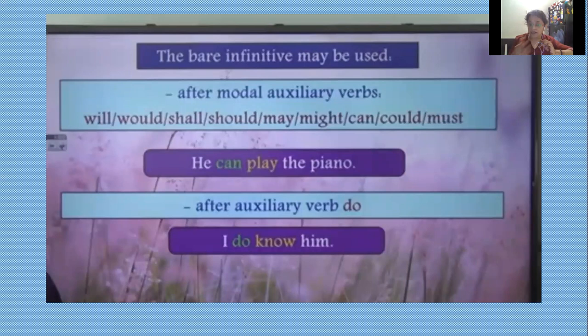After modal auxiliaries, again, you can see, "I do know him." "I do to know him": you cannot say that. Okay.